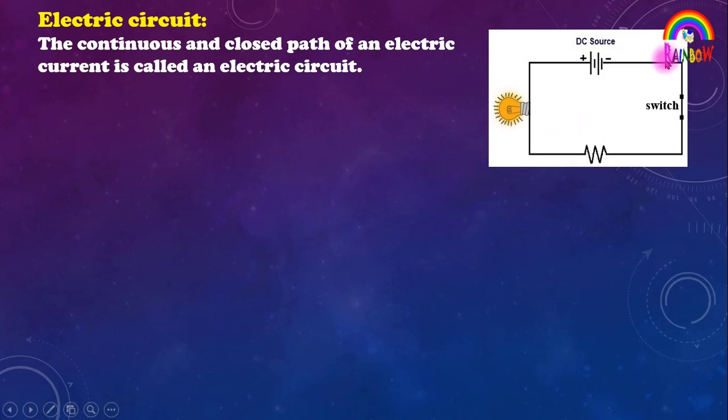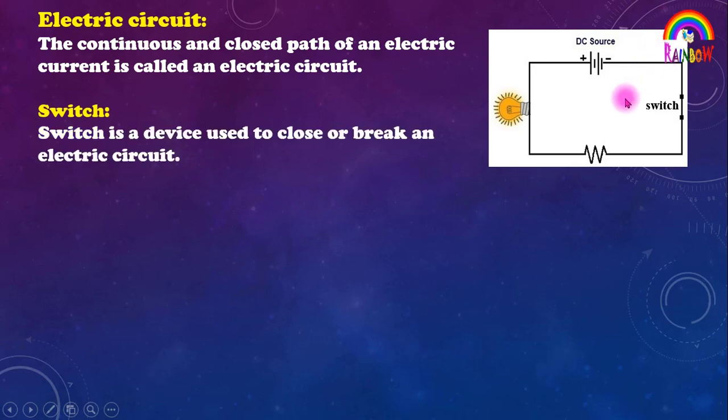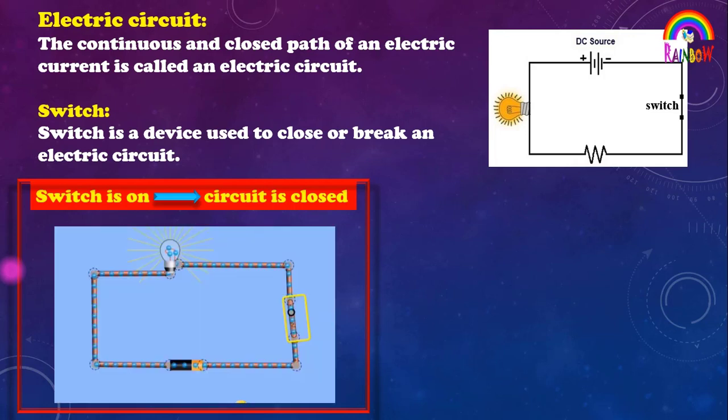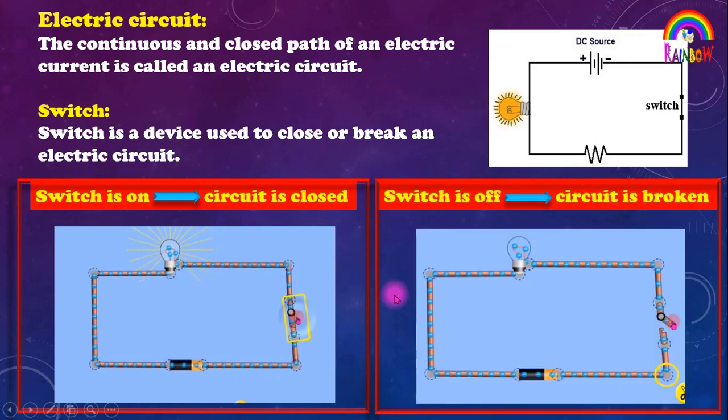We know that bulb glows only when its switch is on. A switch makes a conducting link between the battery and the bulb. It is a device used to close or open an electric circuit. When the switch is on, the circuit is closed. That means electric current flows and hence the bulb glows. On the other hand, when the switch is off, the circuit is broken or open. That means the electric current stops flowing and the bulb does not glow.